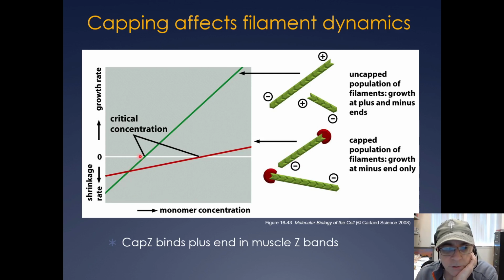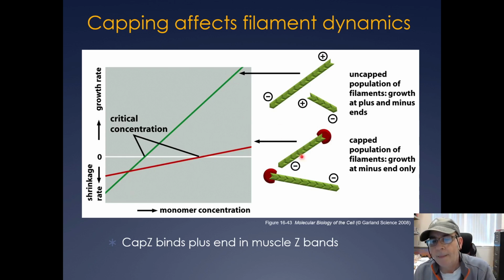But you can see here that when you have the critical concentrations where you're not getting any growth, the one with the capping protein changes in length much slower, right? It can't add to the plus end, and it can only shrink from the minus end, versus when you have an uncapped one, the population can grow much faster, because it can grow on both the plus and the minus end.